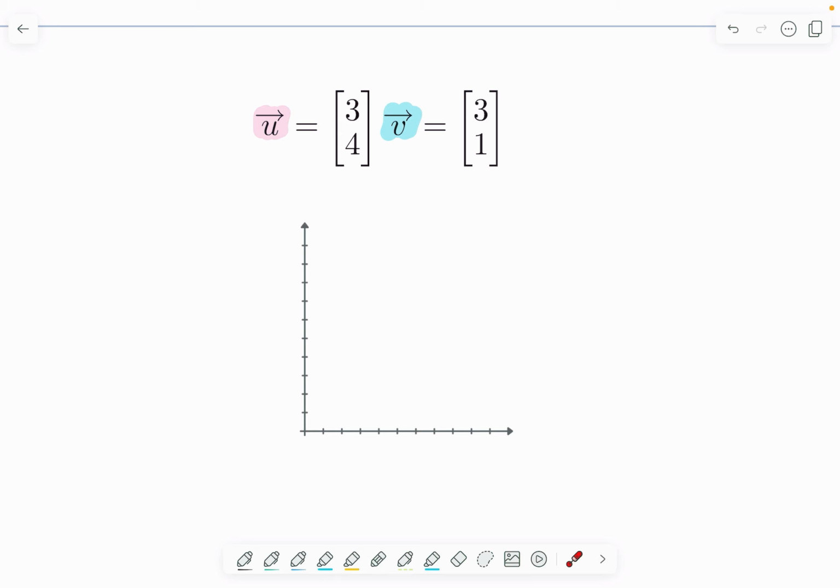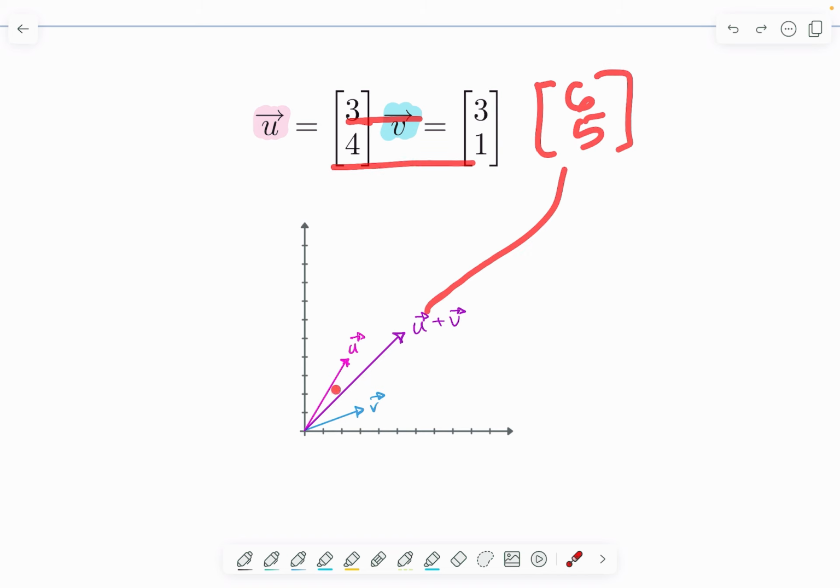In the last video, I showed you how to add, subtract, and scale two vectors. We had our vector u, which was just this, and we also had our vector v, which was this, and then we added these two vectors and we got vector u plus vector v. To be specific, this was 3 plus 3, that's 6, 4 plus 1, that's 5. That is what this vector in purple is.